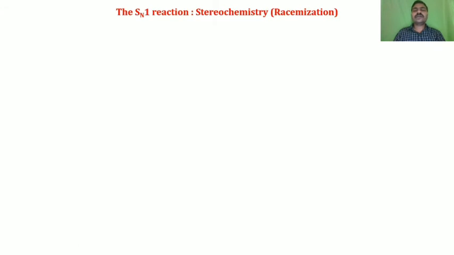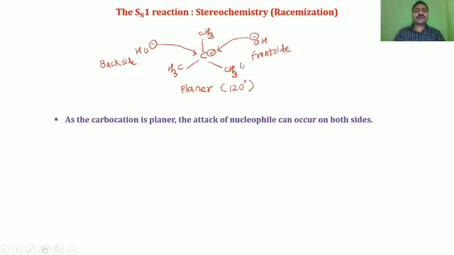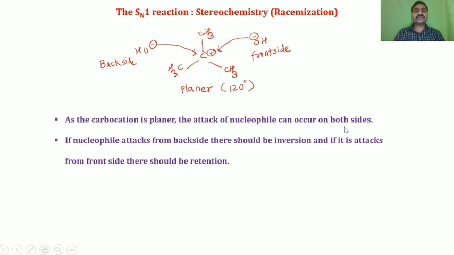Now the next point is the stereochemistry of SN1 reaction. So in SN1 reaction, racemization occurs. As we know that the carbocation is planar and has a 120-degree angle, the nucleophile can attack either from the back side or from the front side. So as the carbocation is planar, the attack of the nucleophile can occur on both sides. If the nucleophile attacks from the back side, there should be inversion, and if it attacks from the front side, then there should be retention in configuration.